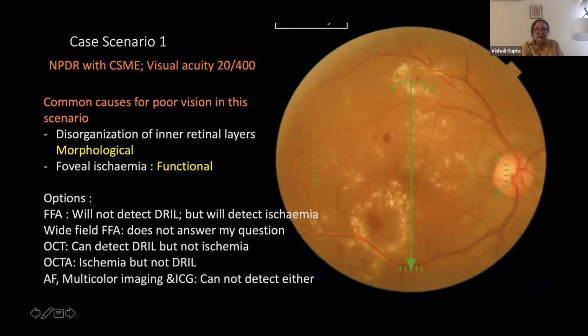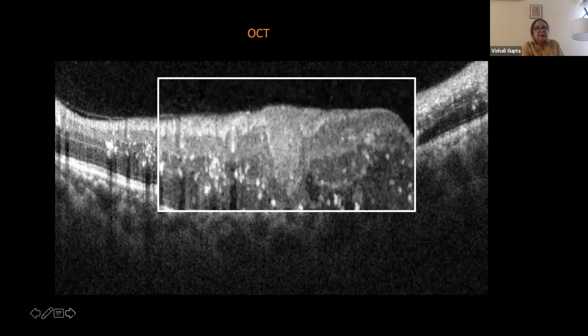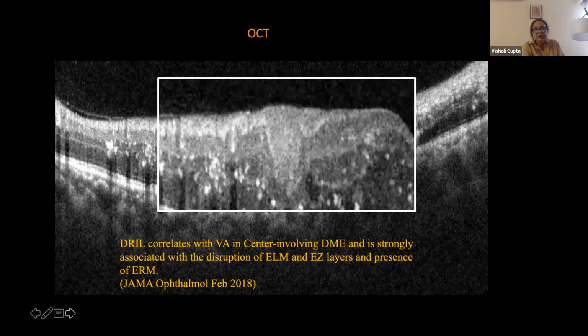Same is with the wide field fluorescein. OCT will help me detect DRIL, but probably not ischemia, and OCT angio ischemia, but not DRIL. And the rest of the imaging, including autofluorescence, ICG, are not going to help me. So what do I do? I do non-invasive investigations like OCT, which shows me there is disorganization of the inner layers. And this is just the magnified view to show it. So now I know that it is the DRIL which is corresponding to the poor visual loss, and probably I don't need to do all the multimodal imaging in this patient.